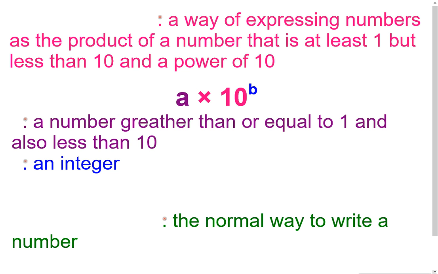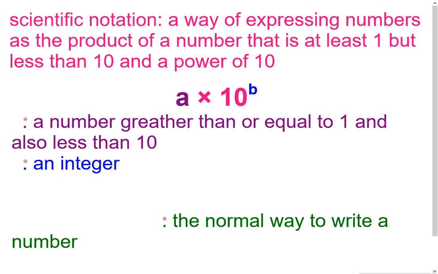But before we get there, we have our vocab word here, which many of you will probably guess is scientific notation. It's just our way of expressing numbers that are really big or really small as a product of a number that is at least 1 but less than 10 and a power of 10. Now, what does that all mean mathematically?